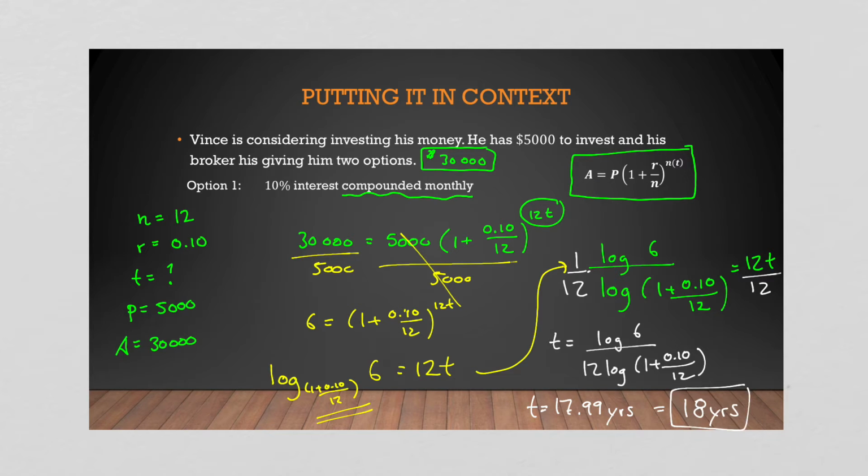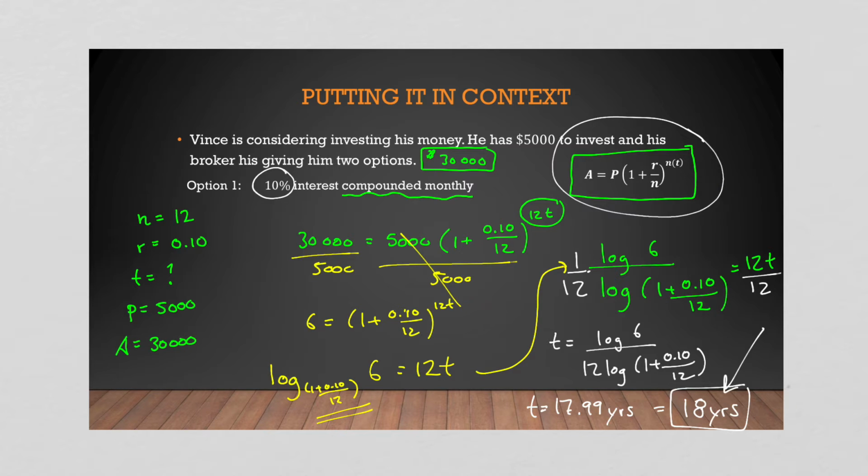So in order to make $30,000 on a $5,000 investment, given a 10% interest rate compounded monthly, I don't want you to think you're getting 10% every month. You're getting 10% a year divided by 12. And you get 18 years for your time result. So that is option 1. And you can see that this was the equation we used.